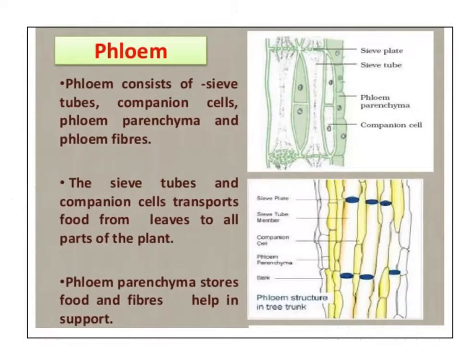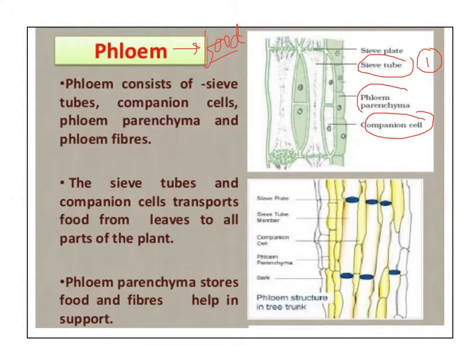Now coming to the phloem. What is the function of phloem, dear students? I told you phloem transports food. Now phloem is also made up of four components. First is sieve tube. So phloem is made up of four components also: sieve tube, companion cells, phloem parenchyma, and phloem fibers.